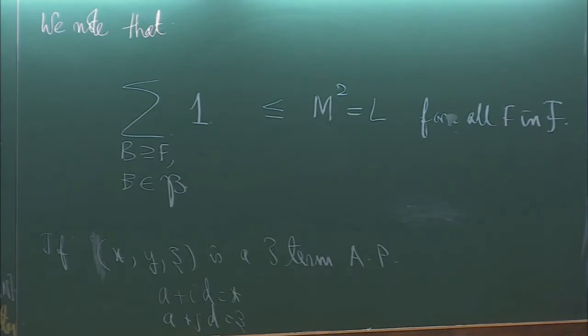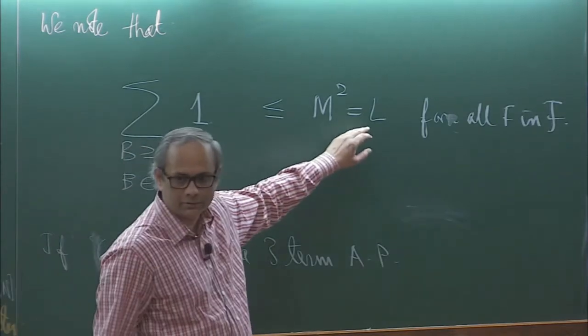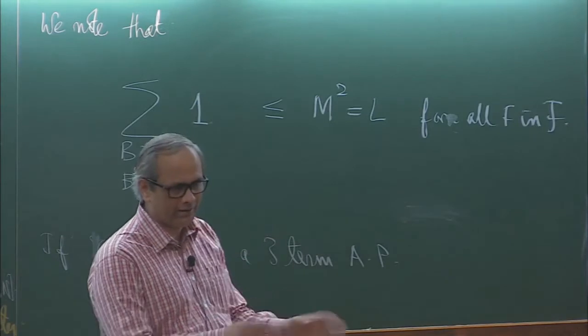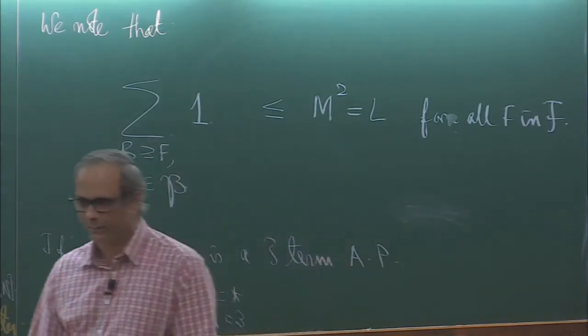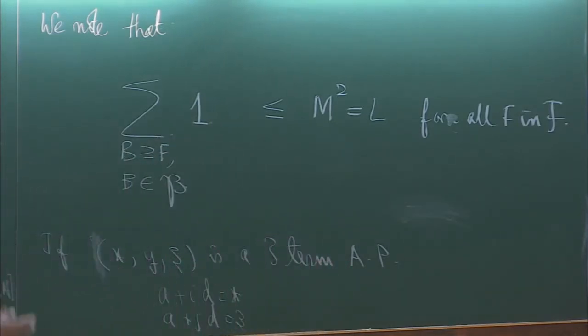So all you have to do to determine the number of m-term APs that contain a given 3-term AP is to count the number of positions that x can take, which is m, and the number of positions that z can take, which is at most m. Therefore, the total number is less than m squared. This is a very trivial kind of bound. You can improve it slightly, but it's irrelevant for our purposes.